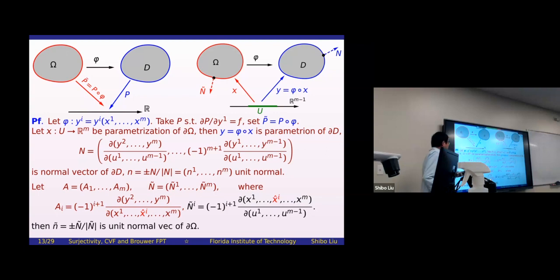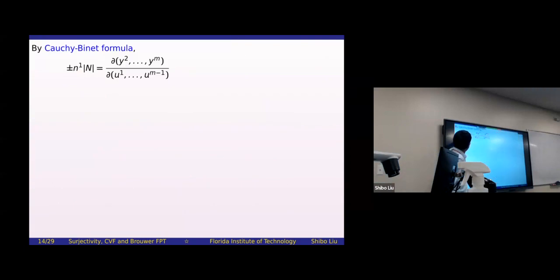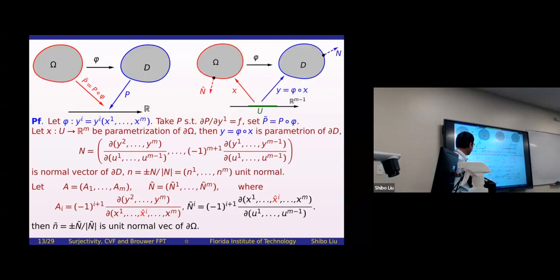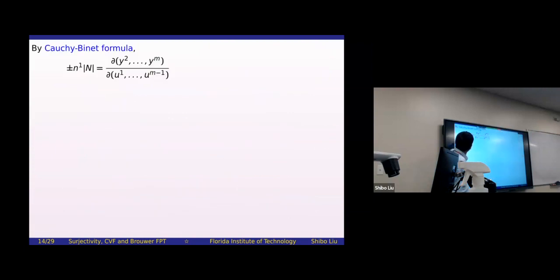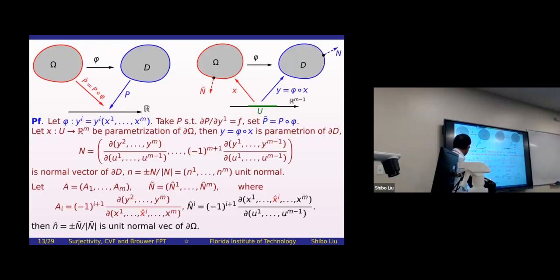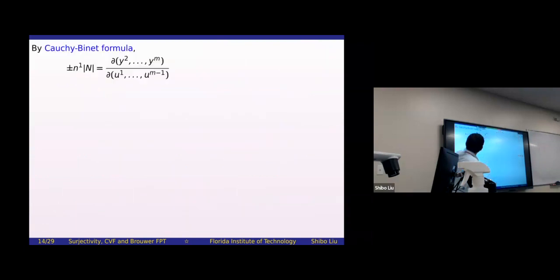Then we want to compute n1. We want to compute the first component of n theta, which is N1 theta divided by the norm. We want to compute this quantity, n1 times the norm. Now, n1 is the first component of n theta, and multiplying by the norm of N theta gives the first component of N theta, which is N1 theta.